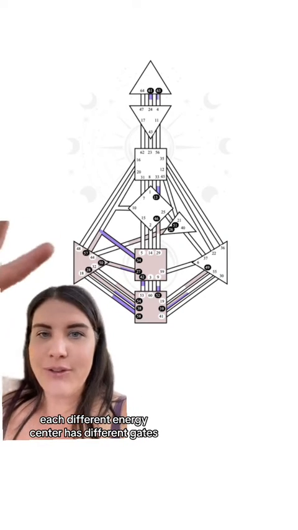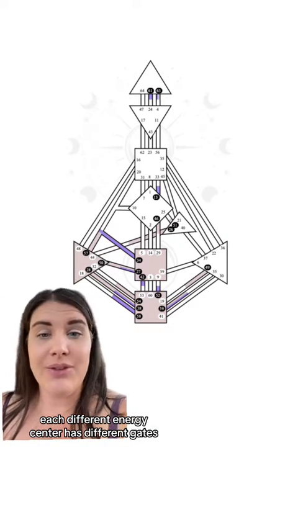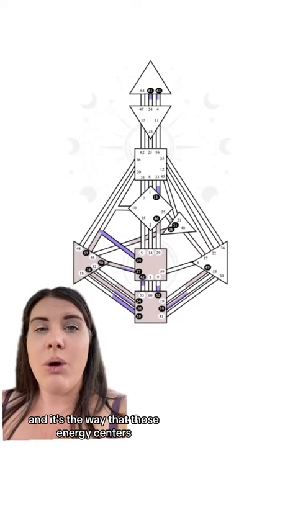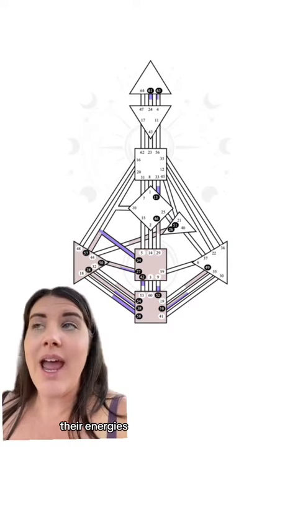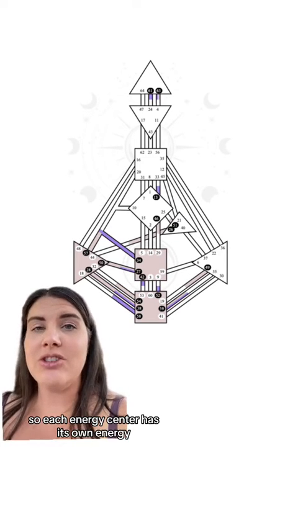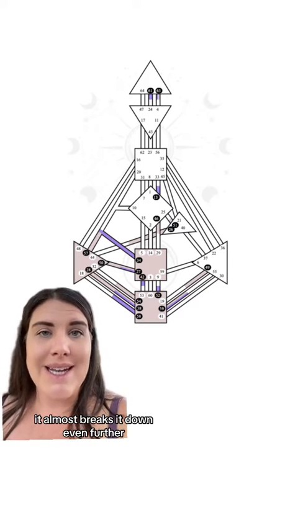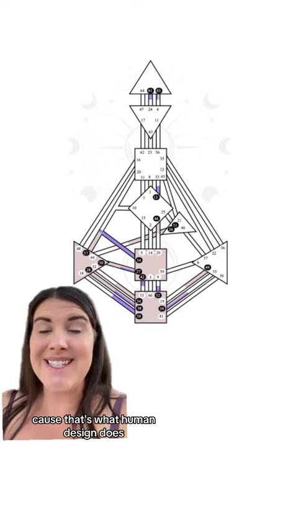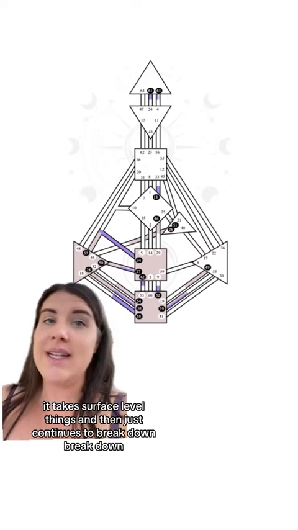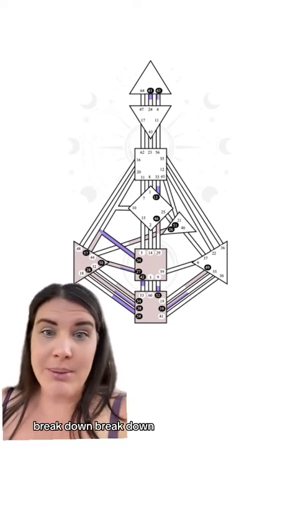Each different energy center has different gates, and it's the way that those energy centers' energies get expressed. So each energy center has its own energy, and then within the gates, it almost breaks it down even further, because that's what human design does. It takes surface level things and then just continues to break it down, break it down.